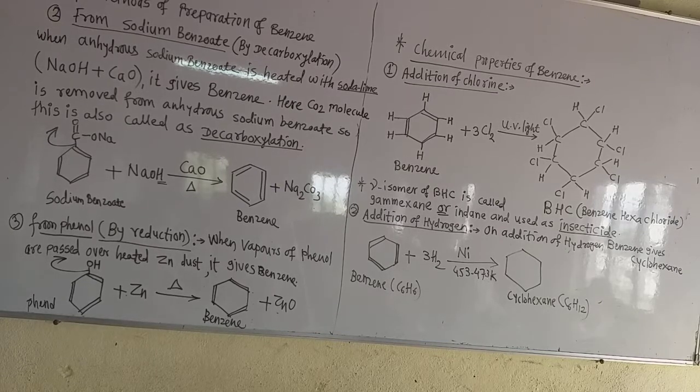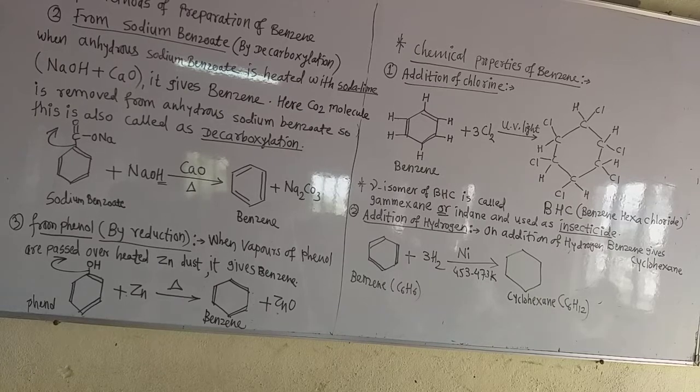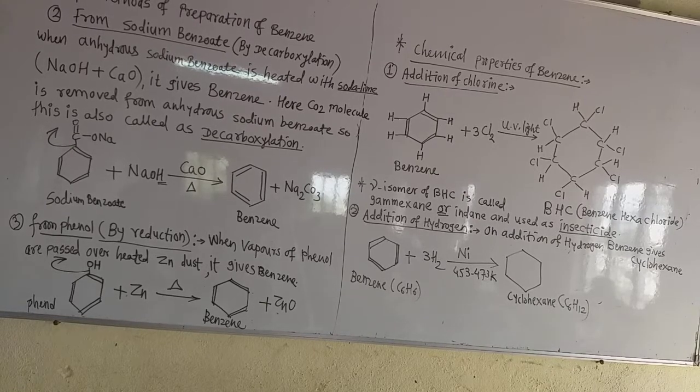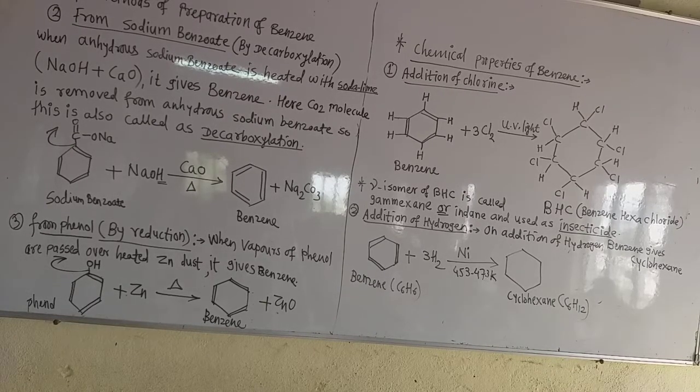Let us see now the chemical properties of benzene. See on the blackboard. The first chemical property of benzene is the addition of chlorine. Now you know that when there is the addition of chlorine, or chlorination, we must require ultraviolet light, UV light. Ultraviolet light we require. So in benzene there are 3 double bonds.